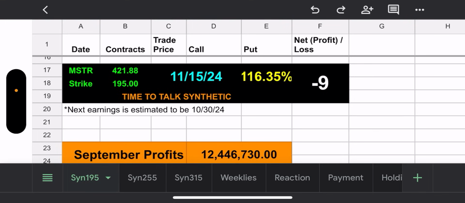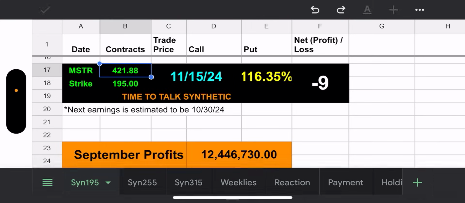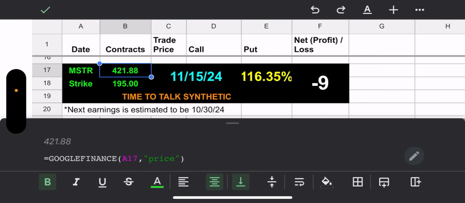Now, under the synthetic, right, you have this little black box, right? So all this is, it shows you MSTR, which is the underlying, and then strike. So MSTR, this is a formula. It's a Google Finance formula. It just grabs A17, which is the ticker, and then it gets you the price, right? And that's it. It's a formula. That updates every day. I don't have to do anything.